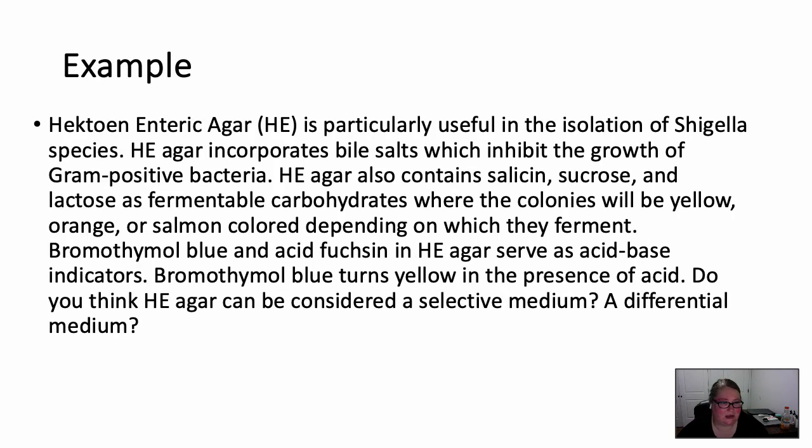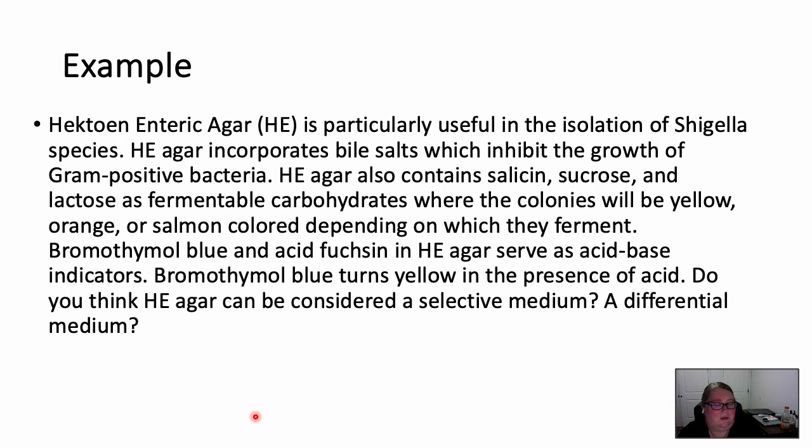Okay, so let's try our hand again. Let's try another example problem. Okay, we have enteric agar. So we call this HE agar. This is an agar that's used particularly for the isolation of Shigella species. HE agar has bile salts incorporated into it, which are going to inhibit the growth of gram-positive bacteria. It also has salicin, sucrose, and lactose, which are fermentable carbohydrates.